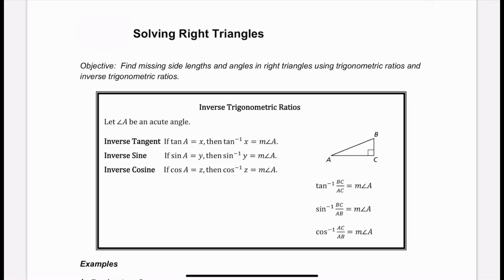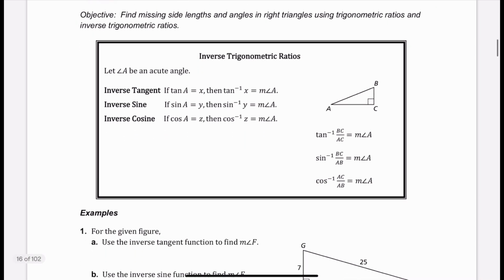Today we're working on solving right triangles. We're finding missing side lengths and angles in right triangles using trigonometric ratios and inverse trigonometric ratios. Okay, so we've talked about trigonometric ratios, or trig ratios. Now we need to talk about the inverse trig ratios.